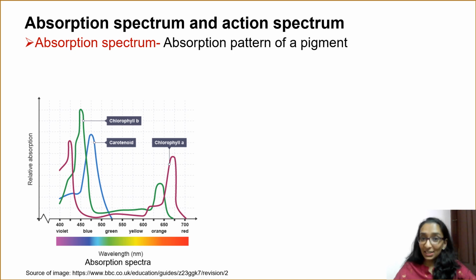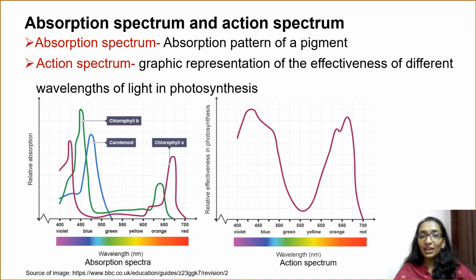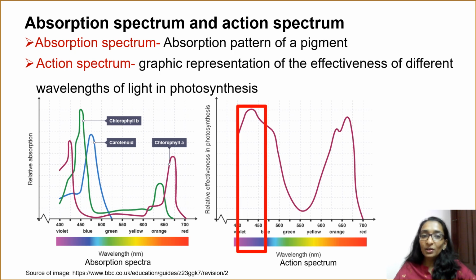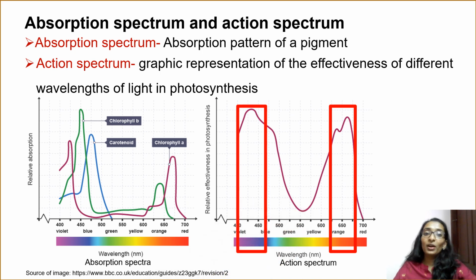Now, have you heard of action spectrum? An action spectrum is the graphic representation of the effectiveness of different wavelengths of light in photosynthesis. It is a plot showing the relative efficiency of photosynthesis produced by light of different wavelengths. In the action spectrum, we can see that the maximum photosynthesis occurs in blue and red light, and the minimum photosynthesis occurs in green light. Okay, so I hope you got a clear idea about the role of different pigments in photosynthesis.